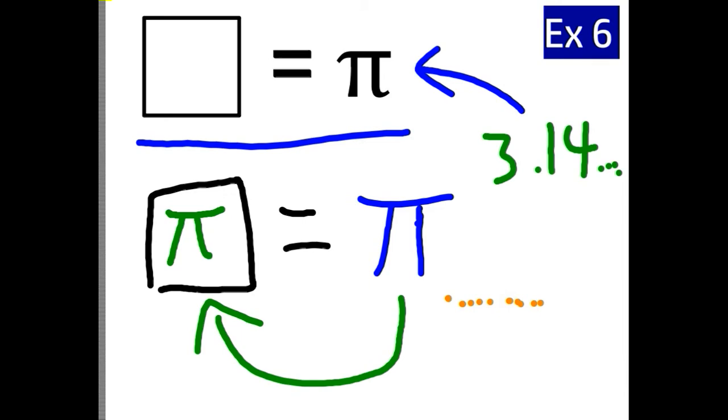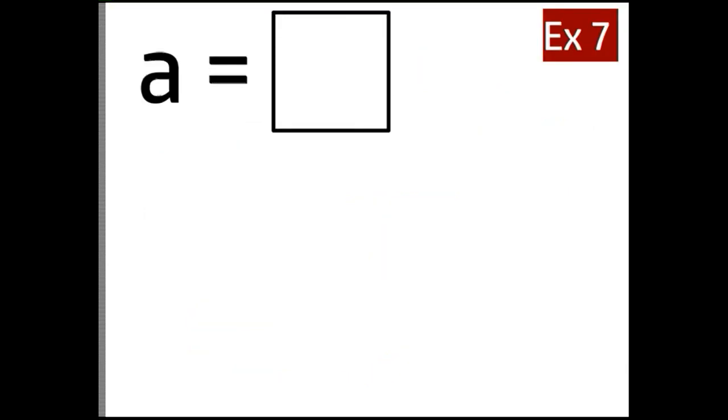Again, this lesson is called the reflexive property of equality. It means that the quantity or number on the left must be equal to the quantity or number on the right. For example 7, we have A is equal to what number?